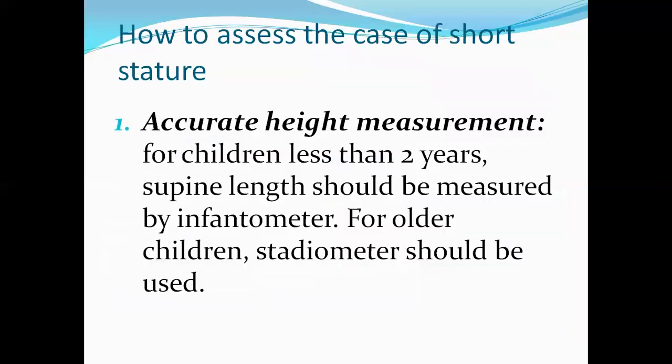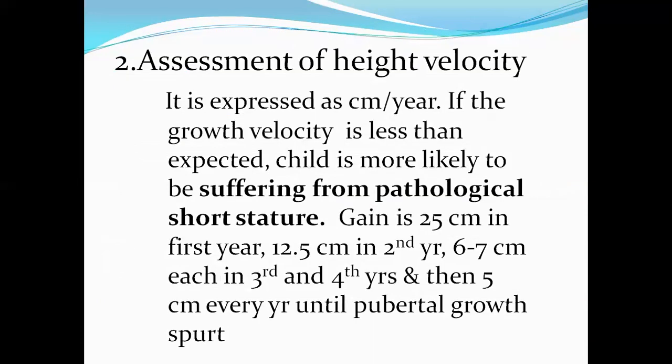How to assess the case of short stature? Okay, first thing is we will have to measure the height. We should measure height very accurately. If the child is less than 2 years, supine length should be measured by infantometer. And for older children, a stadiometer should be used. Assessment of the height velocity. It is expressed as centimeter per year. If the growth velocity is less than expected, the child is more likely to be suffering from pathological short stature.